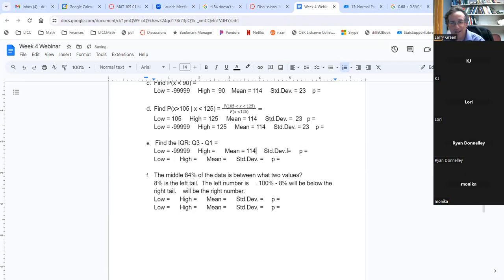114 is the mean. 23 is the standard deviation. And what's P? What's the probability of being lower than the third quartile? Yeah, 0.75. Any questions? Any questions on how this example happens?